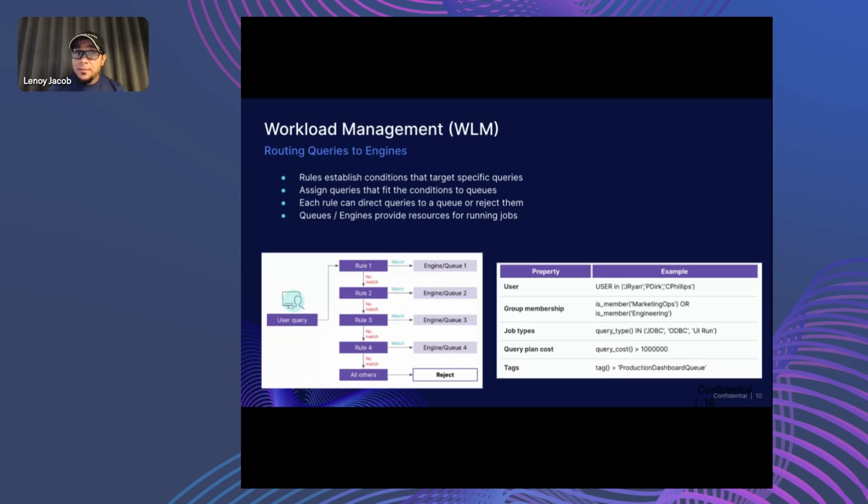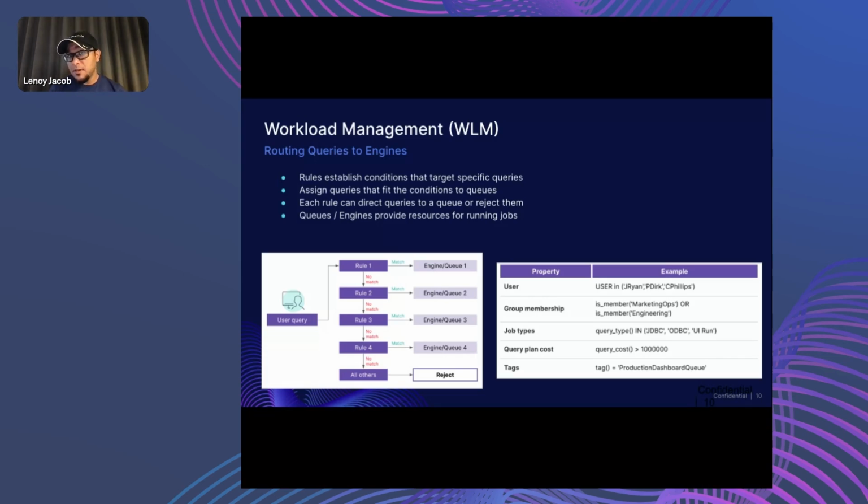As you may know, queries can be sent to Dremio from a variety of sources, such as JDBC clients, ODBC clients, Arrow Flight clients, or via the REST API, etc. Dremio keeps track of where these queries come from, and you can use that information to create the rules. You can also use query cost.